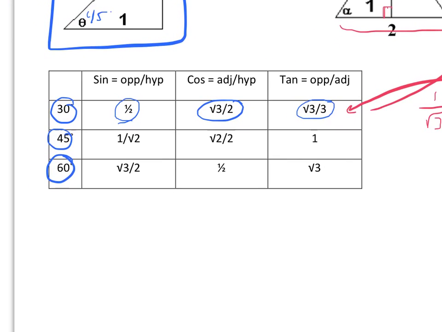45, sine of 45, 1/√2. Now there they didn't do it. 1/√2 is not rationalized, so we must do so, and we get √2/2. So this is better written as √2/2. And the rest of them are simplified and rationalized. So these are exact values for these trig functions at those degrees.